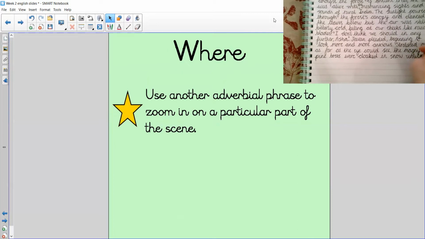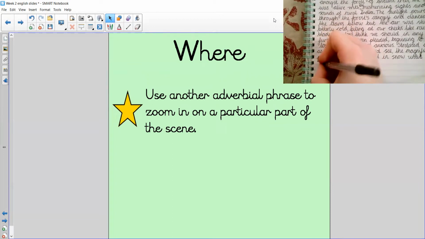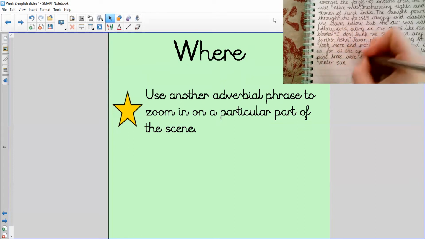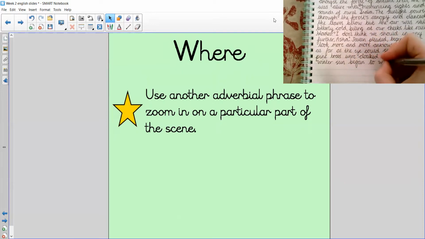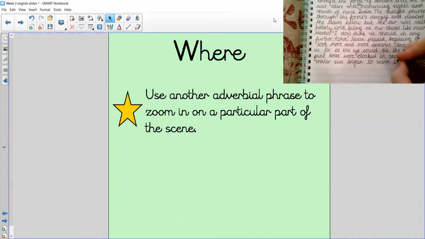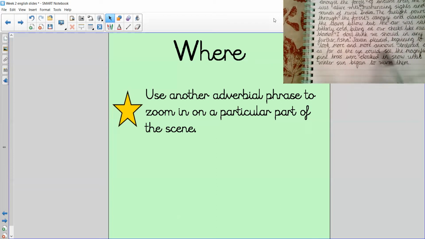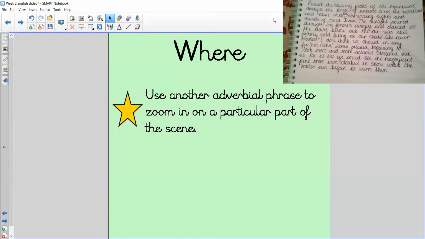Until, I'm going to use a subordinating conjunction here, so can you, oh, I've done the wrong, shouldn't be crossing my L's, until the winter sun began to warm them. Wonderful, full stop. So I've used a fronted adverbial, so stretched out as far as the eye could see, the magnificent pine trees were cloaked in snow until the winter sun began to warm them.